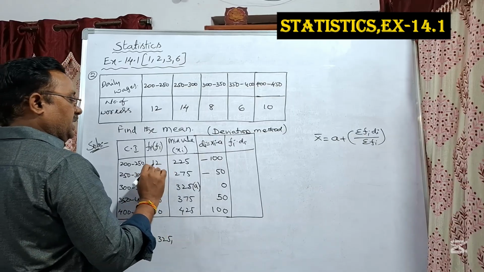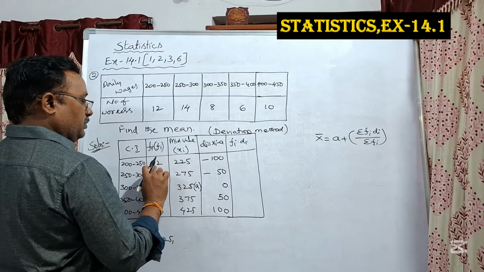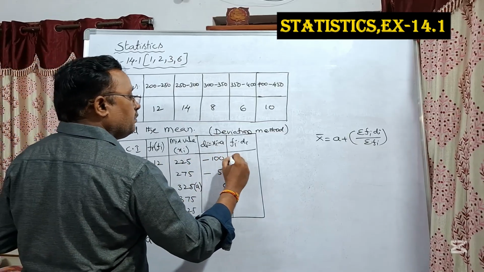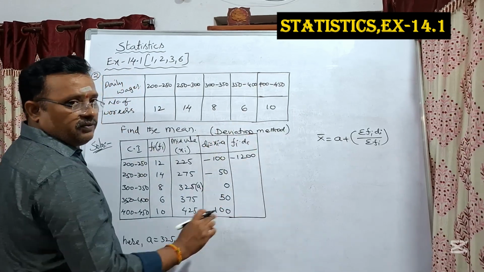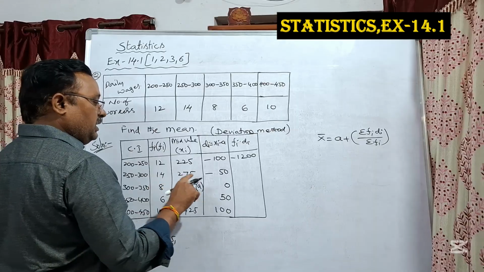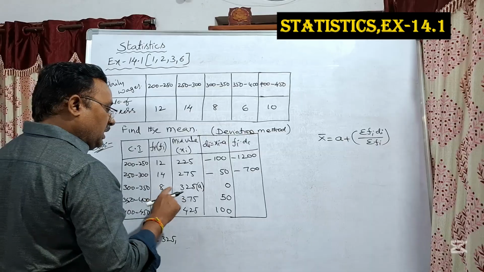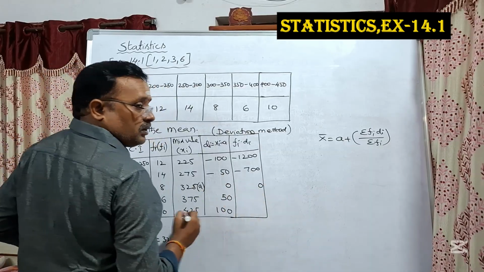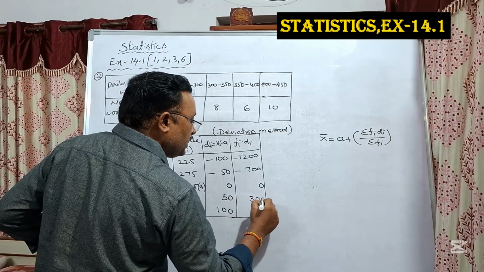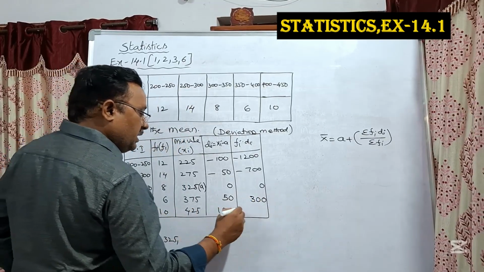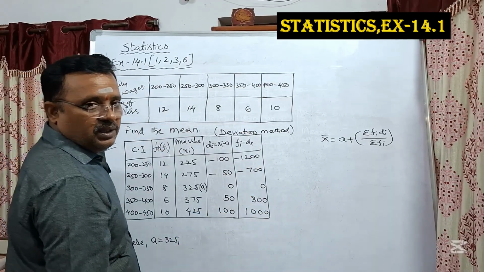From that, fi is there, di is there, multiply them. 12 into minus 100 is minus 1200. We are going to get the fi into di values. Fill the fifth column. Next, 14 into minus 50 is minus 700. 8 into 0 is 0. 6 into 50 is plus 300. 10 into 100 is plus 1000. So these are the fi into di values.